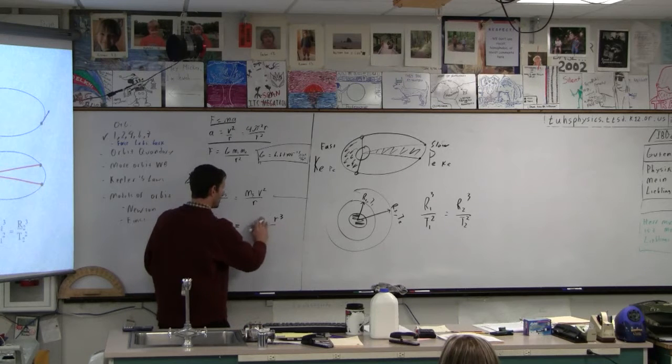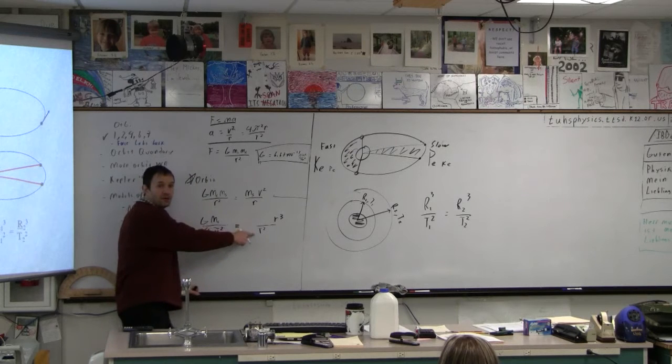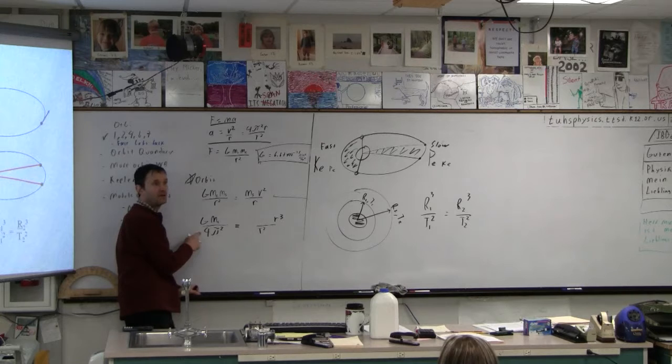Doesn't that look a lot like Kepler's law? R to the third over T squared. Yes, what's on this side? Isn't everything on this side a constant except what? The mass of the central body.